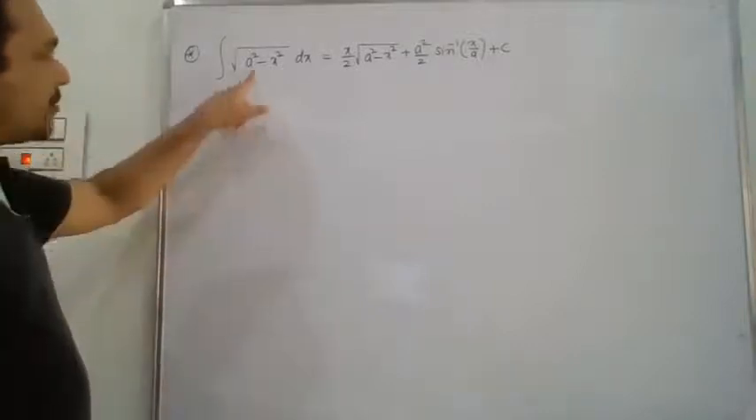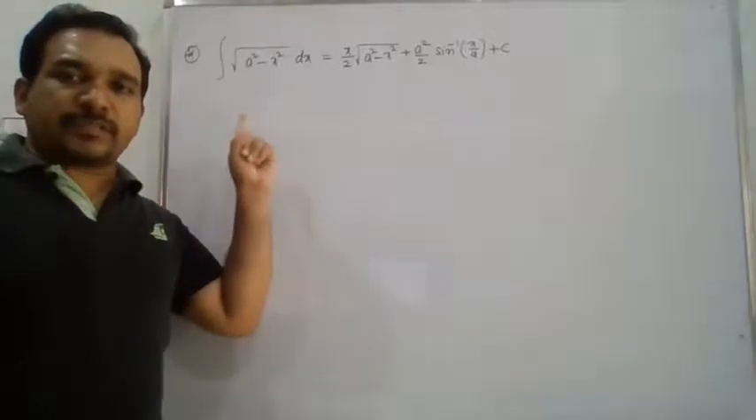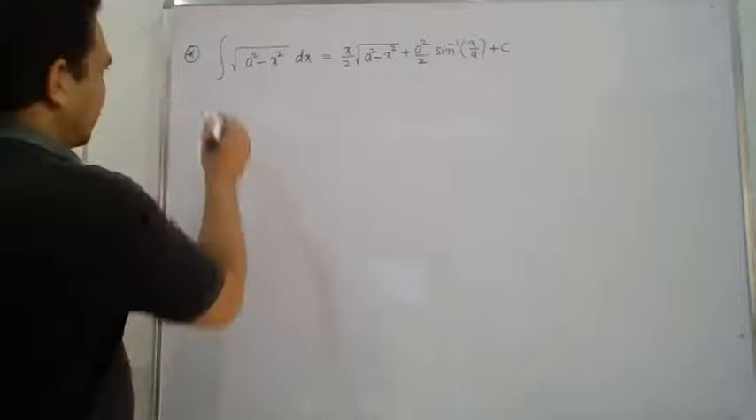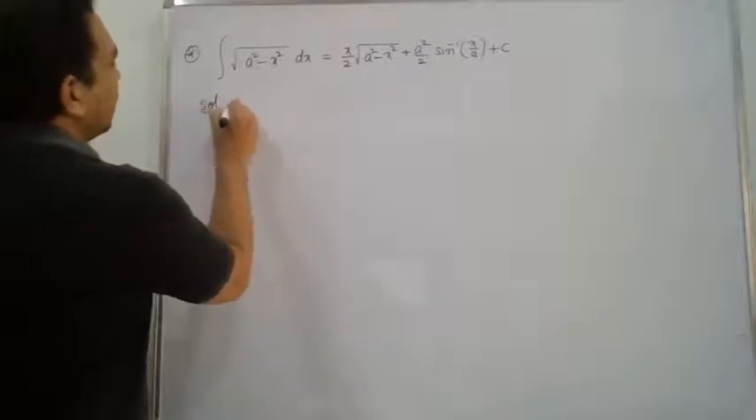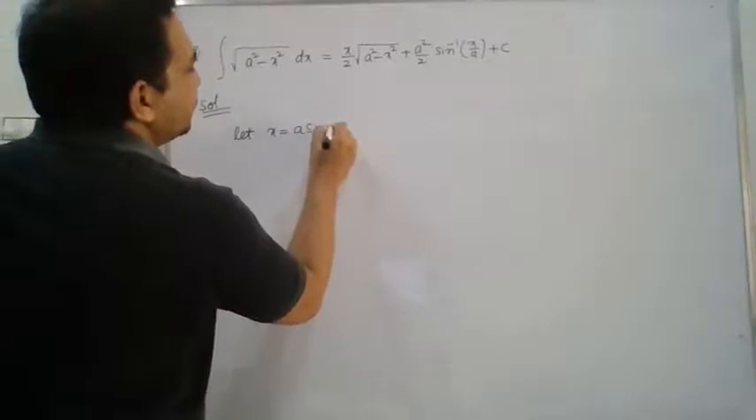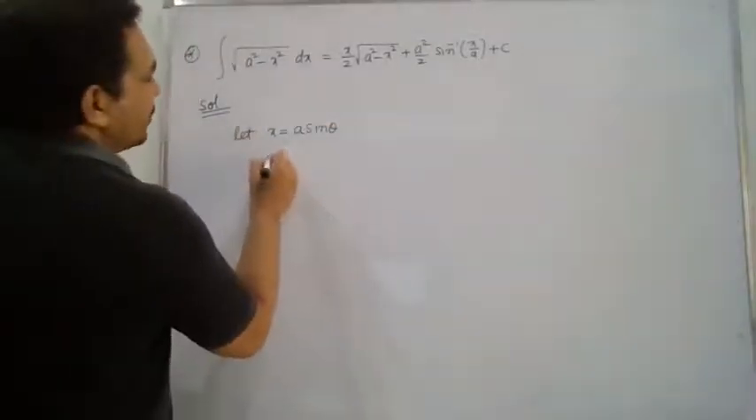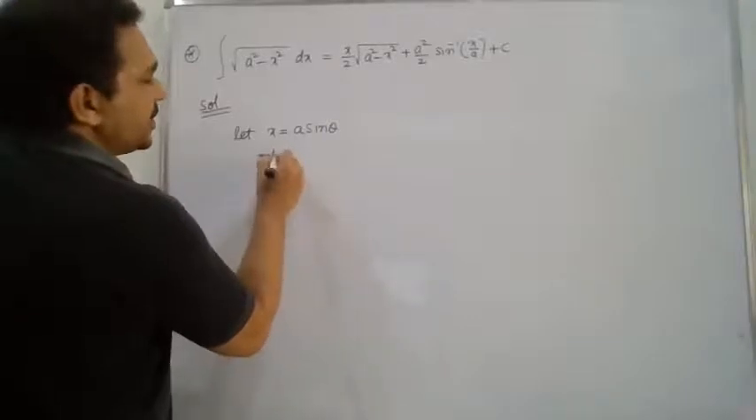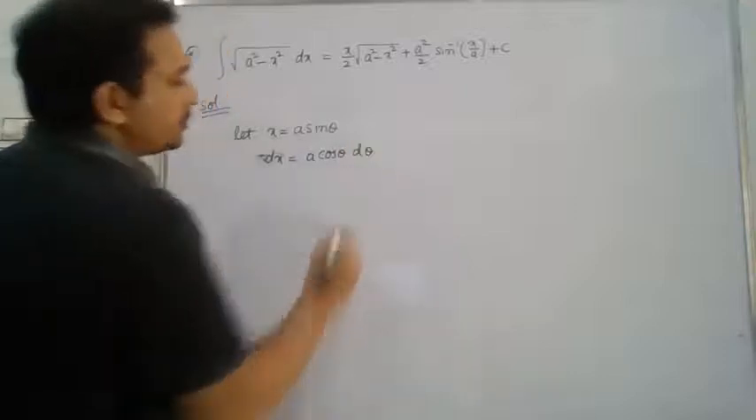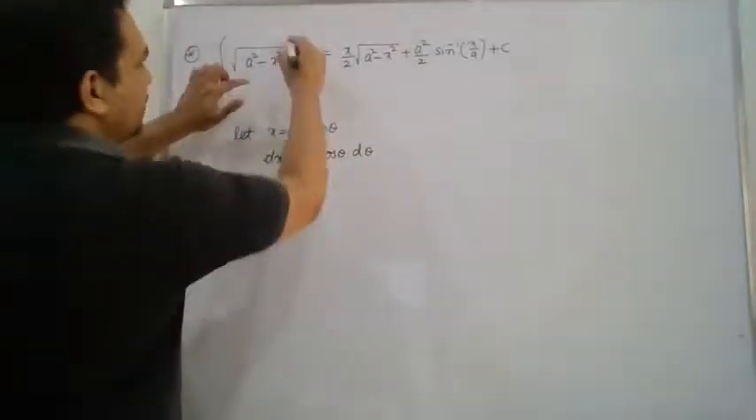Already you know a square minus x square. In the previous question also I did the substitution as a sine theta instead of x. Here also I'll do the same thing. So let x is equal to a sine theta. Let us take x equal to a sine theta. Then do the differentiation on both the sides. dx is equal to a cos theta d theta. These two we need to substitute inside the question.